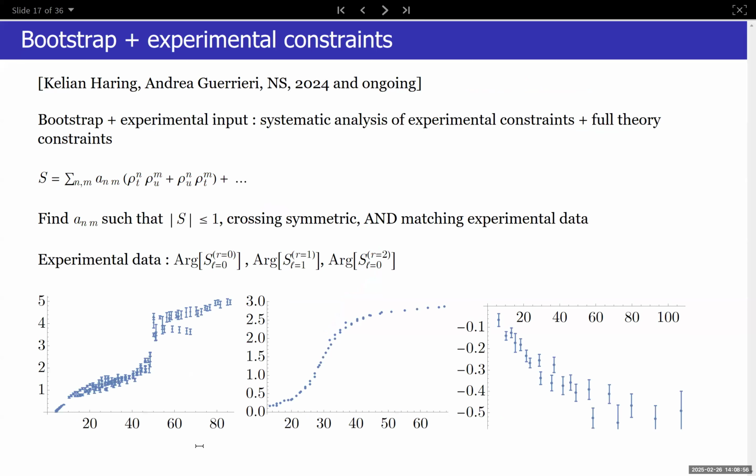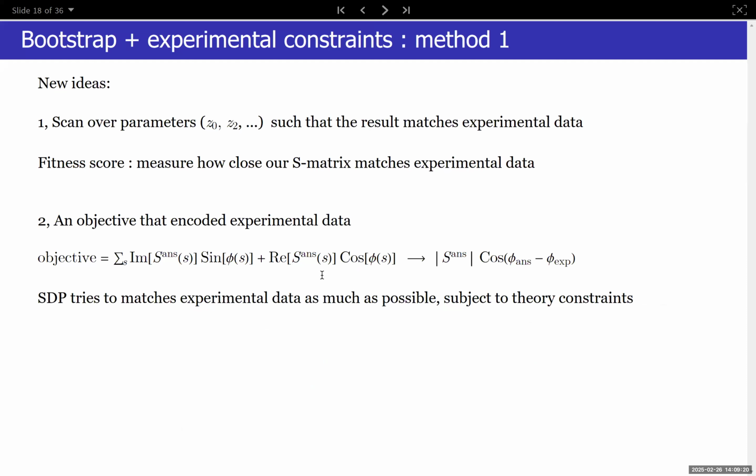Okay. So let's go back to the bootstrap approach. The inputs are the low energy data, and we try to do this bootstrap procedure. Now, that is the question: how do we construct a unique S matrix?